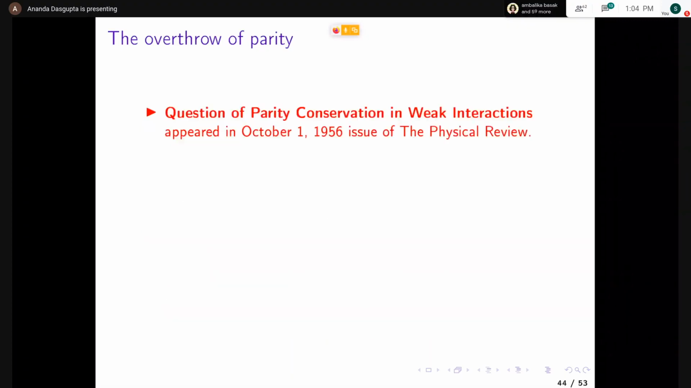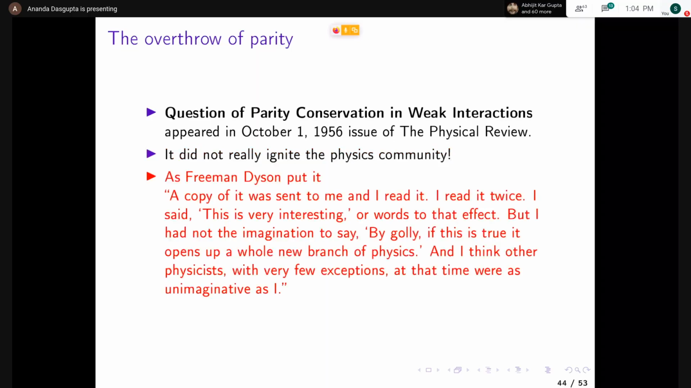But being good physicists, they actually answered the question. They published, on October 1, 1956, this paper, Question of Parity Conservation in Weak Interactions, where they raised this question. Okay, this, as I said, physics community more or less was lukewarm to this.